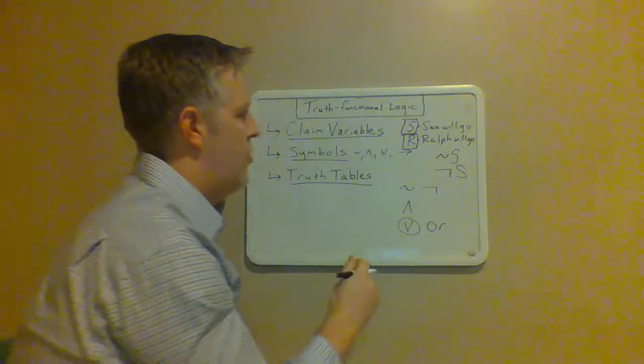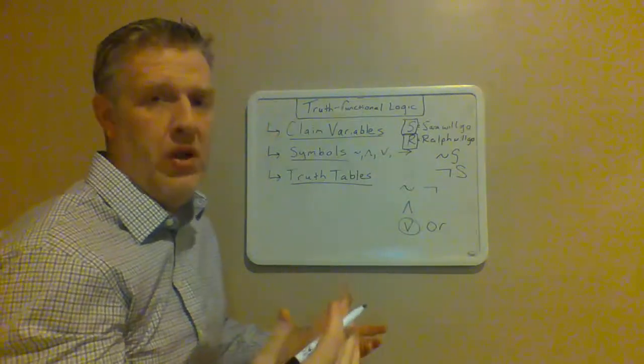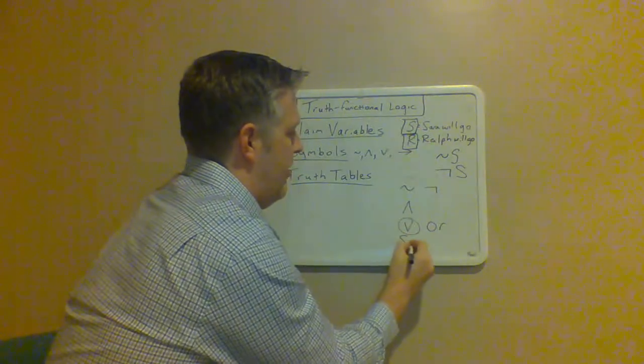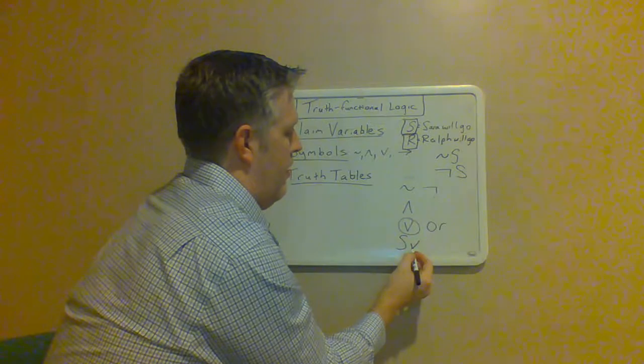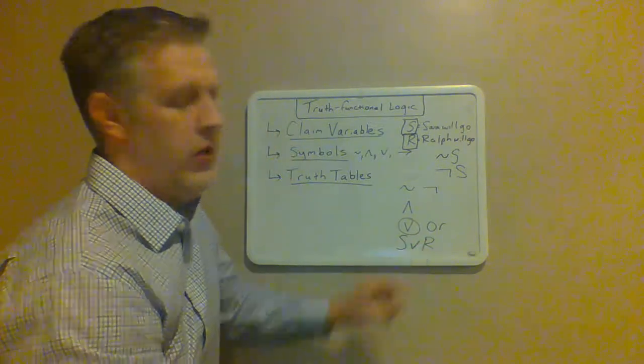Let's say our sentence was Sarah will go or Ralph will go, so it's something like either Sarah or Ralph will go. We would symbolize that using our basic claims as S disjunction R. Either Sarah will go or Ralph will go.